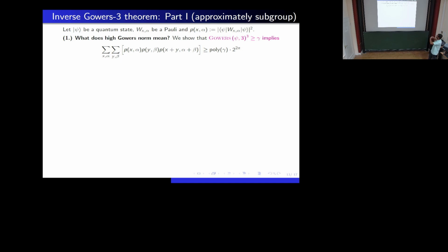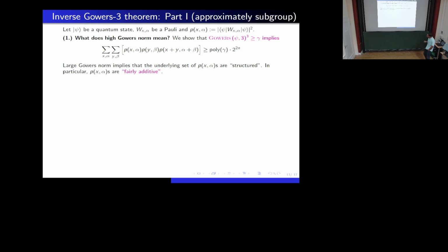When gamma is 1, this is exactly true, and when gamma is something like 1 over square root of n, this is still approximately true. So what is W x alpha? That's just a Pauli, you can describe every one by 2n bits. So x and alpha are 2 n bit strings: x is n bits, alpha is n bits. So large Gowers norm implies some sort of structure is happening inside this.